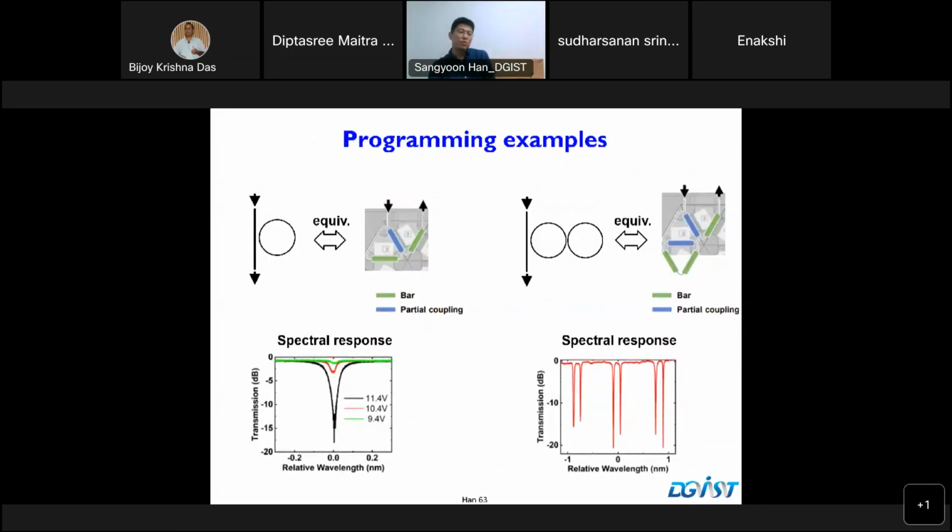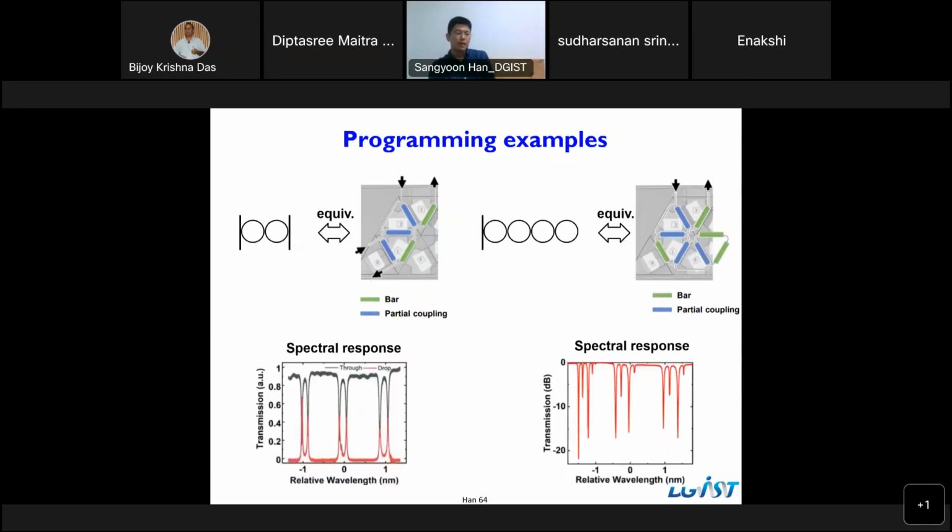Using that device, we programmed a single ring filter with variable extinction ratio, and a double ring filter, where you can now filter two wavelengths, like an EDRA filter, and a 4-ring CROW. You can program these. This is experimental.